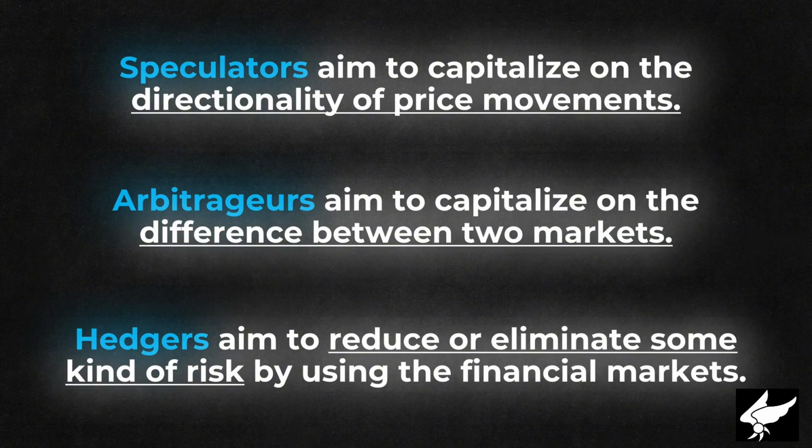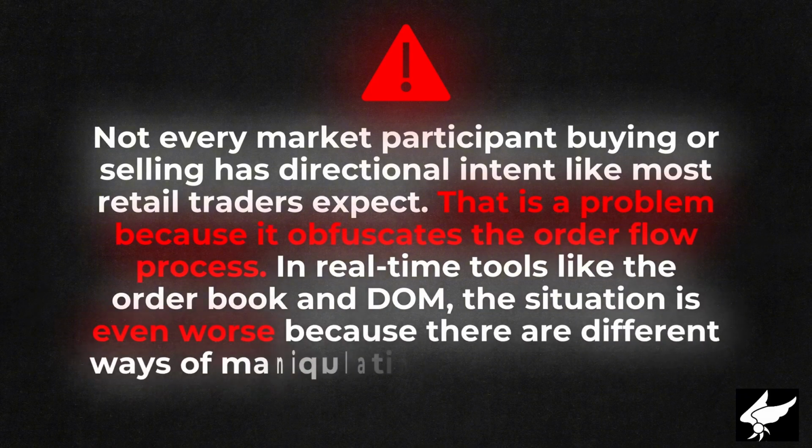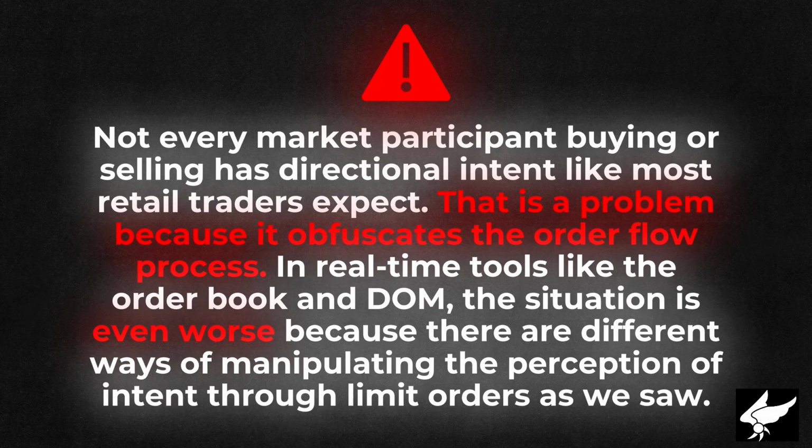The term delta here is completely unrelated to the delta we'll study later. The first relates to the delta or directional risk of the market given by the Black-Scholes formula, and the latter relates to volume delta, which is the difference between bid and ask volume. In conclusion, not every market participant buying or selling has directional intent like most retail traders expect. That is a problem because it obfuscates the order flow process. In real-time tools like the order book or DOM, the situation is even worse because there are different ways of manipulating the perception of intent through limit orders, as we saw.